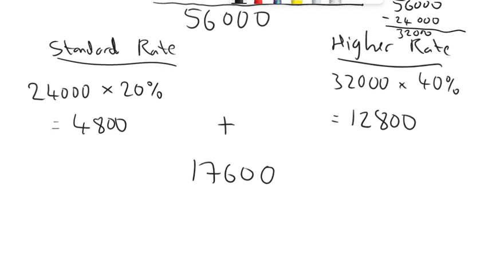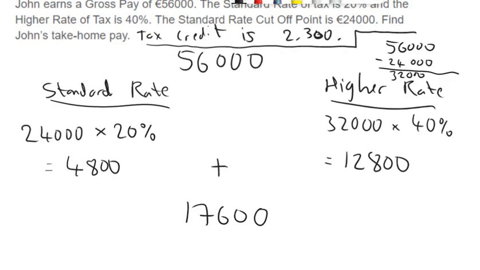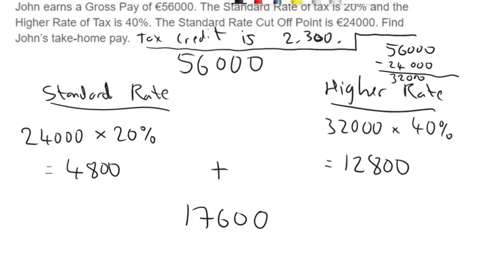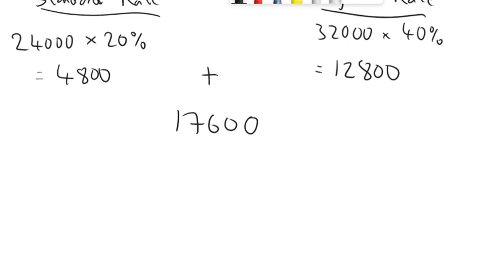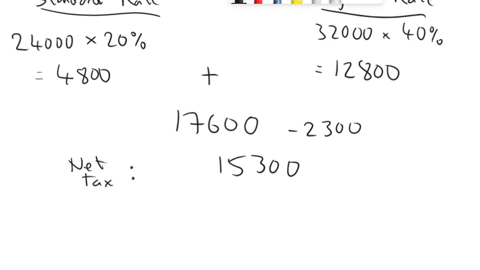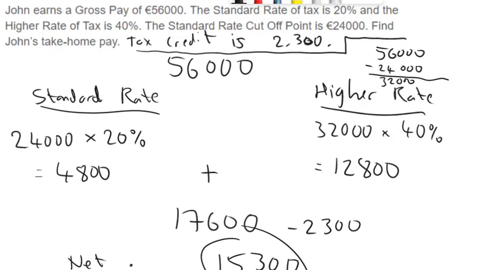So that's basically it. Well, there are kind of two things left to do. Your tax credit is 2,300, so I can take that away from the tax I have to pay. And we get 15,300. So this is the net tax that you have to pay, the tax you actually have to pay when your tax credit is subtracted.